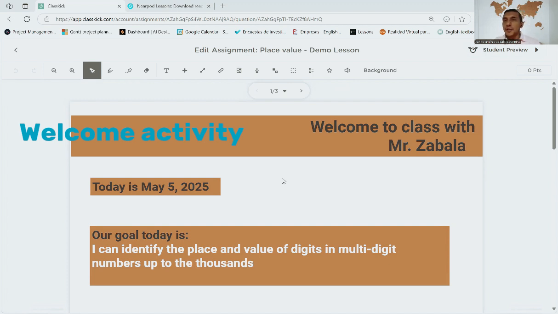Today is May 5, 2025. So for our learning target of the day, we have: I can identify the place and value of digits in multi-digit numbers up to the thousands.